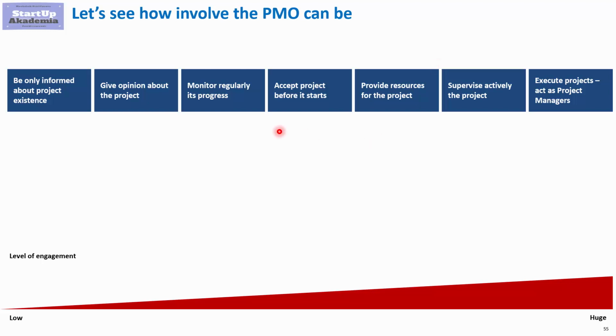Bear in mind that the very same PMO can have one role on one type of projects and a different role on other projects. So, for example, you might be simply asked to be informed and give opinion for small impact projects, but then for the big projects you provide resources or even supervise them. So it really depends not only on the situation, but also on the type of the project you have. One way or the other, this should be defined before you set up the PMO, and then for every project, define what your involvement in this project will be and what impact you will have on how the project is shaped.